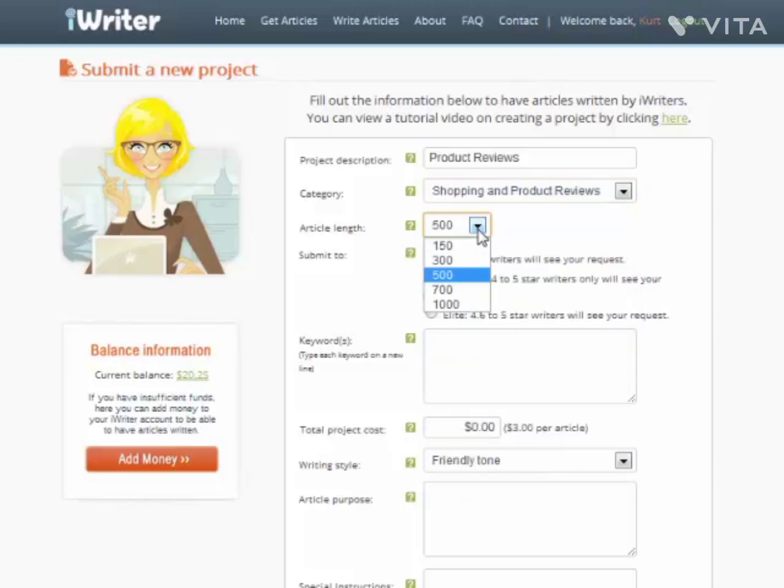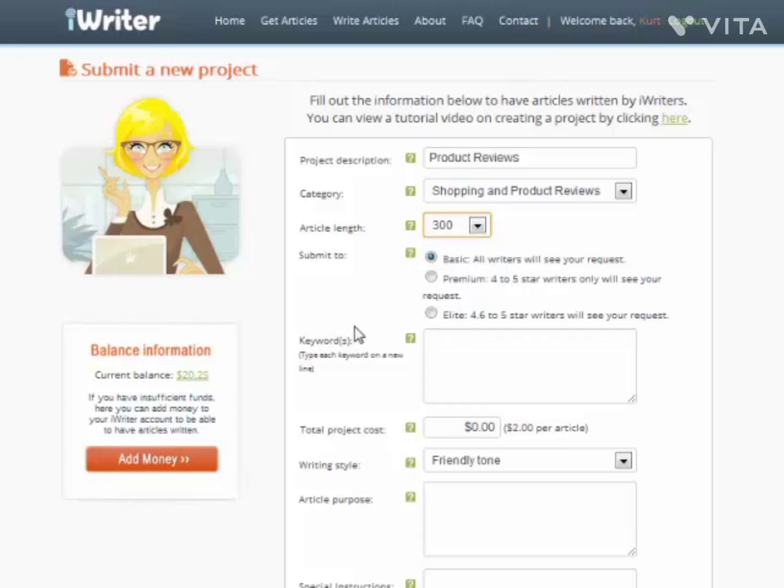Article length, you get to choose how long you want the article to be. For me personally, 300 words is usually enough. A lot of people will tell you for SEO, a longer article is better. It's just kind of hard to write 500 words on a single product. So that's really up to you. The more content you have on the page, obviously, Google's going to like that a little more. But for me, I've found 300 word reviews work just fine. I've even used shorter ones that worked fine. And for me, 500 words is kind of an excessive amount.